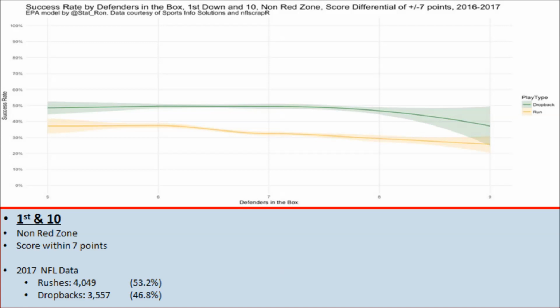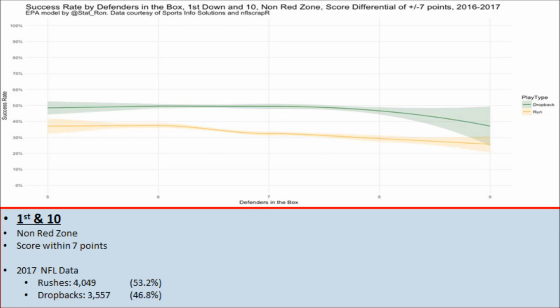And so to dig right into this chart here, you'll notice that the green line is consistently above the yellow line here on 1st and 10, which means that the dropback is always, versus any of these fronts, going to be a more successful play than a run. And so what do we take away from that? If we know that a dropback is more successful than a run on 1st and 10, no matter the defensive front, should we then be calling a dropback on 100% of our plays?